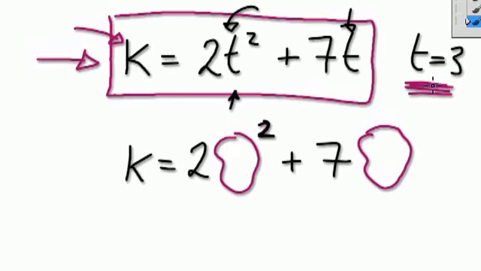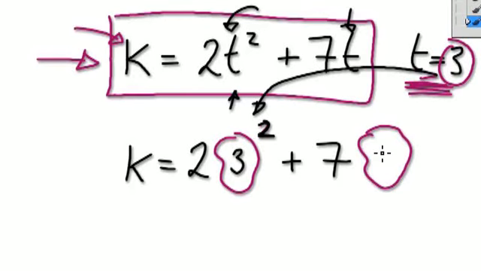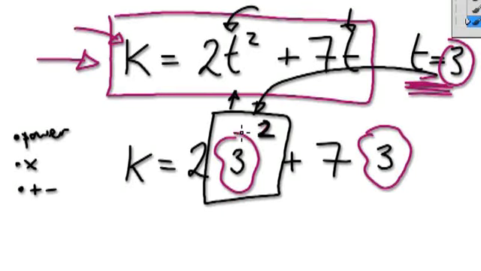So the bubble represents t. Now you're told that t is 3, so you put the 3 into the bubble here. So 3 goes in here, and 3 goes in here. Now remember, powers are more important than multiplication or adding and taking away. So it means that you've got to work out this bit first, the power. So 3 times 3.